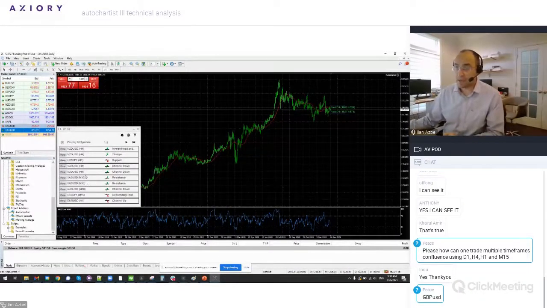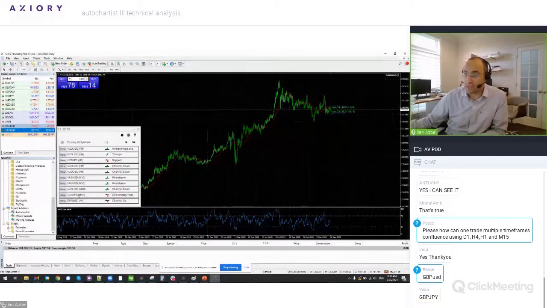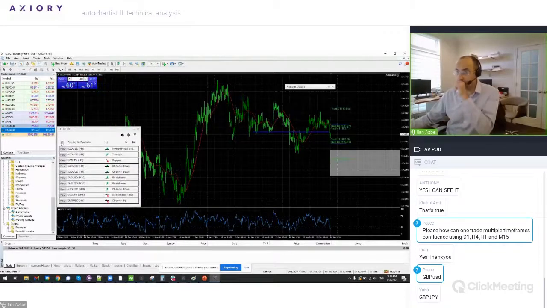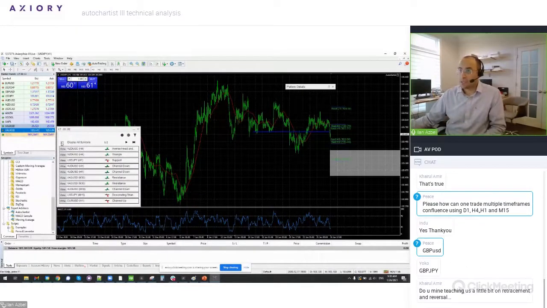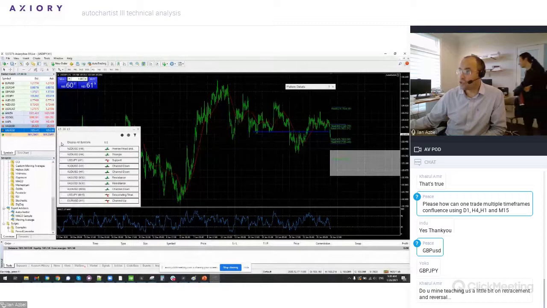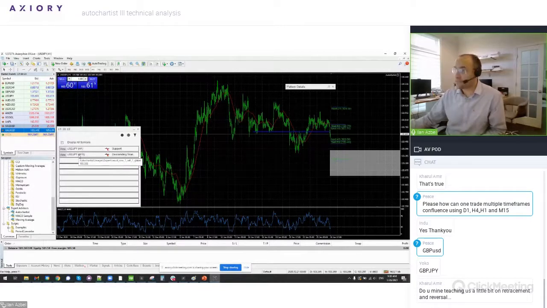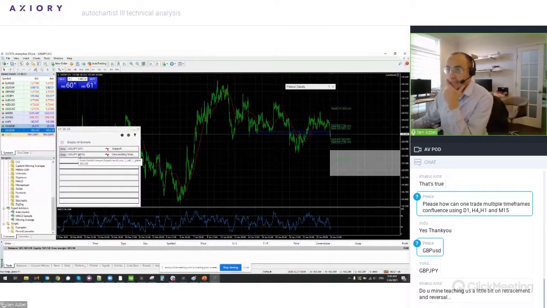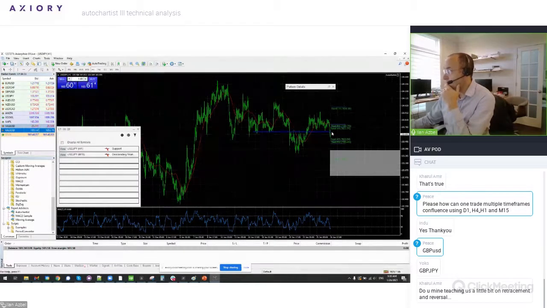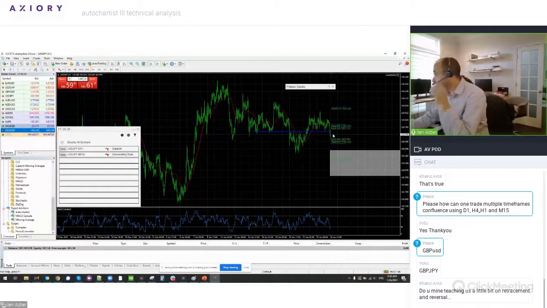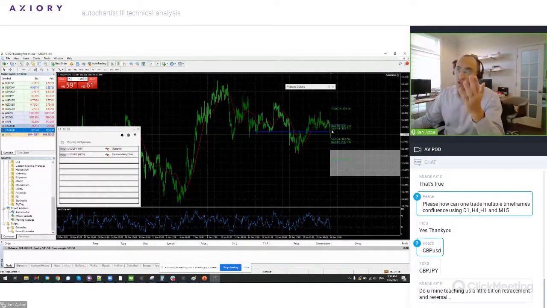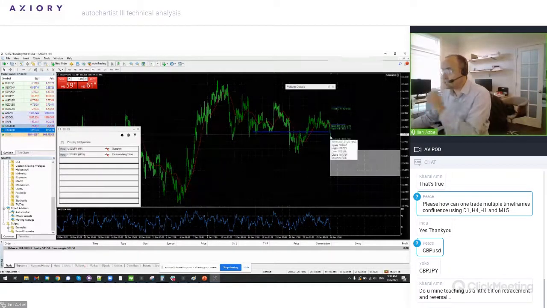Let me see if I can find something on confluence between two different time frames. On USD JPY I'm getting something on H1 and something on M15. On H1, I'm seeing that price has just broken through support and it's going down to, oh, I see Peace says GBP USD. Well, I've started on USD JPY. I hope that's okay. Sorry, I didn't see your message there.